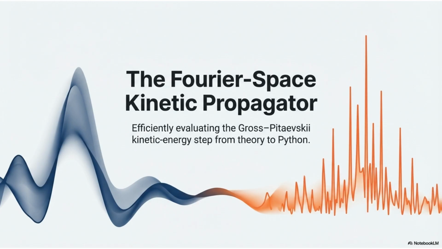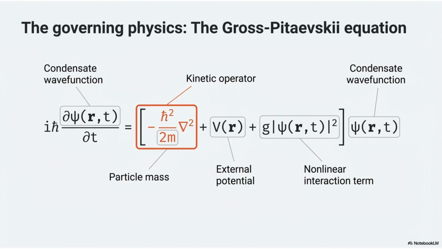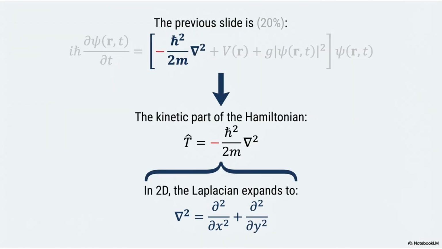This video will explore the Fourier space kinetic propagator, focusing on how to efficiently evaluate the Pitaevskii kinetic energy step, from theory to Python implementation. The governing physics is described by the Pitaevskii equation. The kinetic operator term, highlighted in red, is central to our discussion. We are isolating the kinetic part of the Hamiltonian, which includes the Laplacian operator.